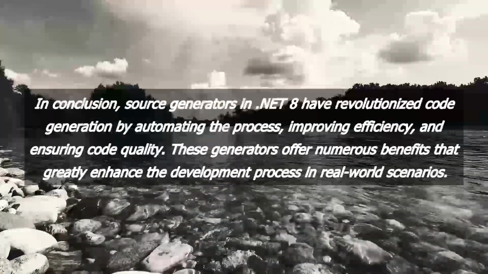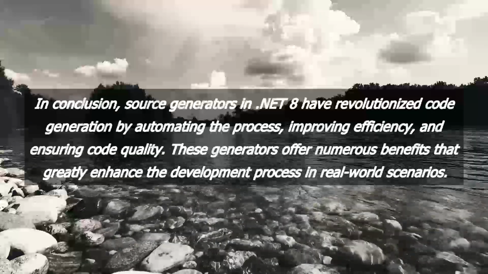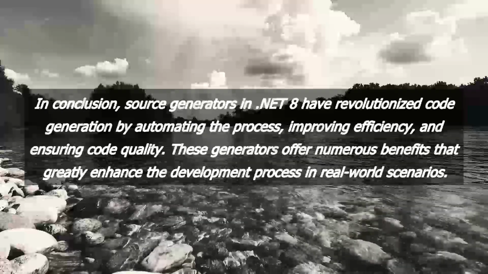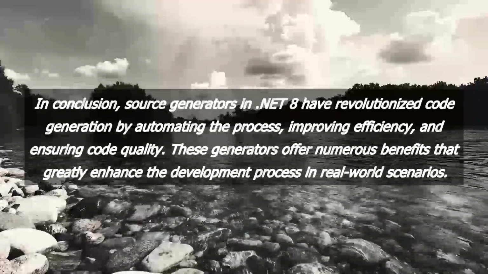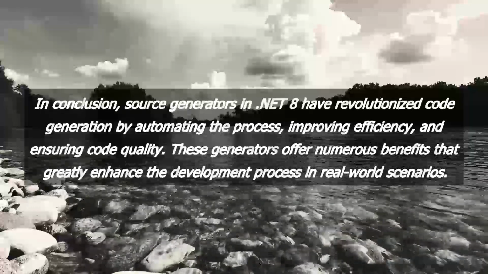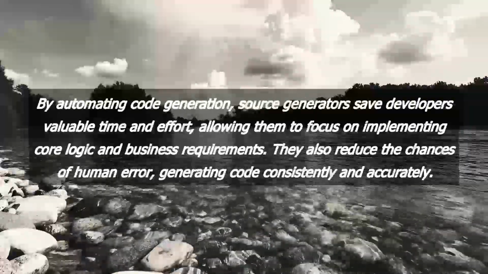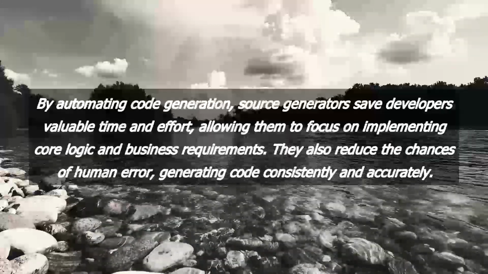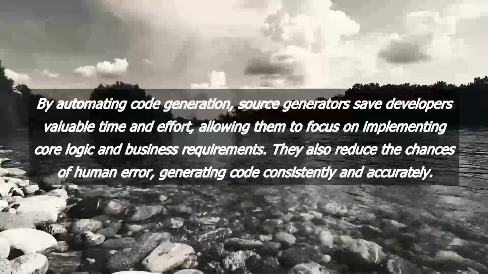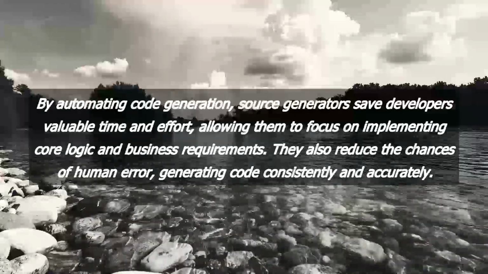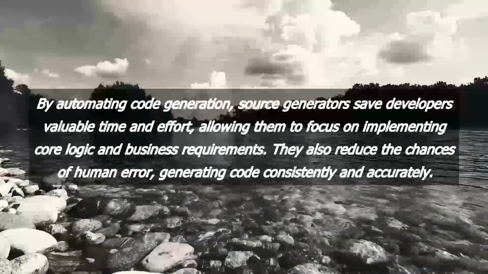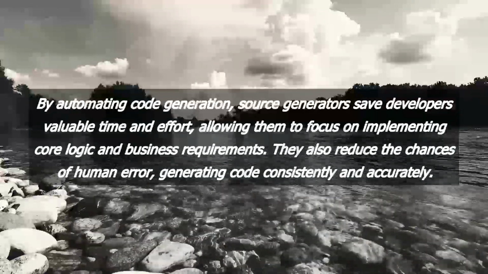Conclusion. In conclusion, source generators in .NET 8 have revolutionized code generation by automating the process, improving efficiency, and ensuring code quality. These generators offer numerous benefits that greatly enhance the development process in real-world scenarios. By automating code generation, source generators save developers valuable time and effort, allowing them to focus on implementing core logic and business requirements. They also reduce the chances of human error, generating code consistently and accurately.